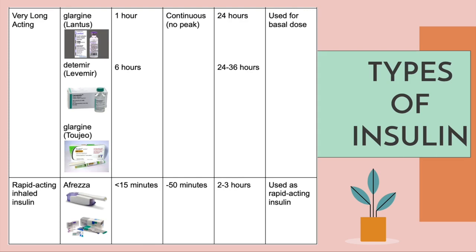And lastly, the last type of insulin is the rapid-acting inhaled insulin. This is inhaled insulin that is indicated and used as rapid-acting insulin. Its onset is less than 15 minutes, with a peak of more or less 50 minutes and a duration of 2 to 3 hours.